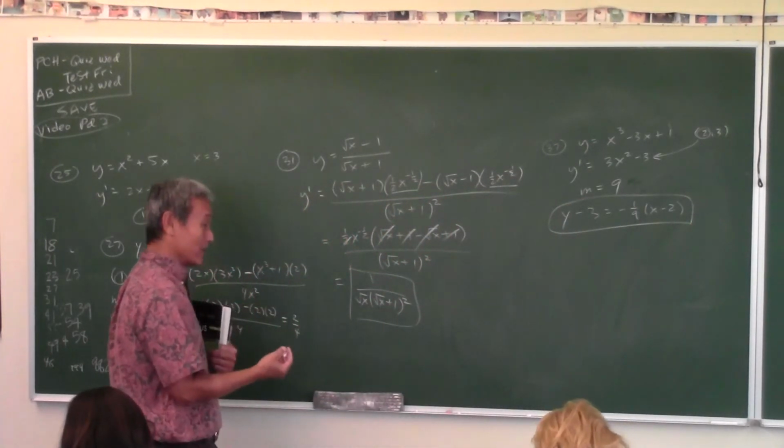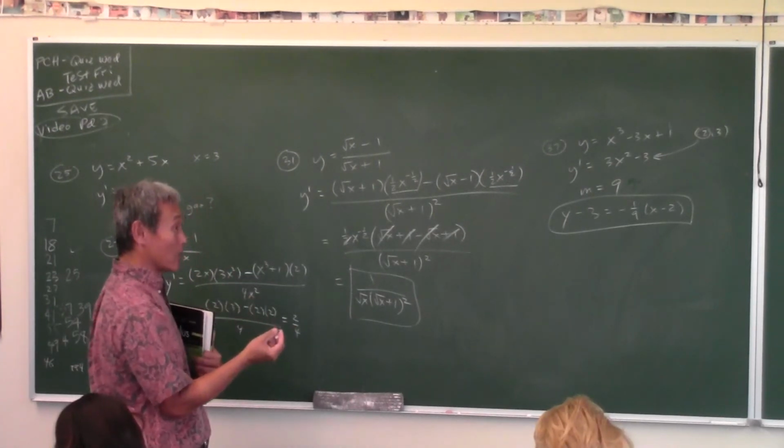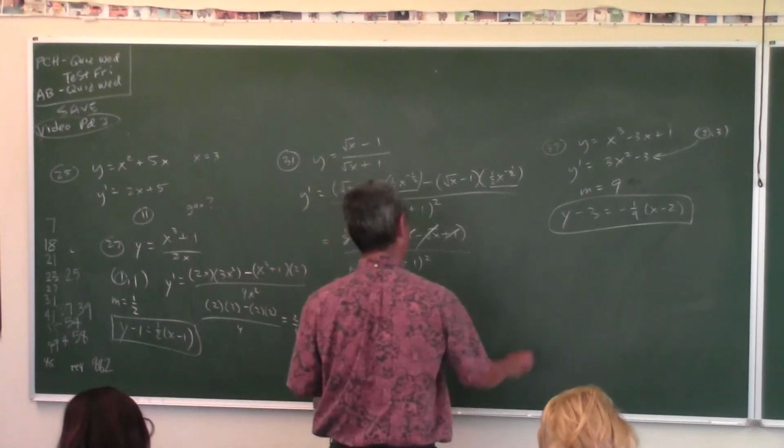Just remember, when you write an equation of a line, you need a point and you need the slope. And how do you get the slope? From the derivative.